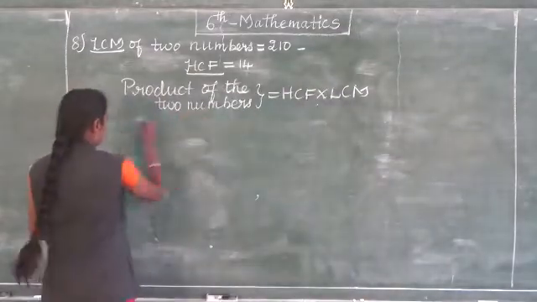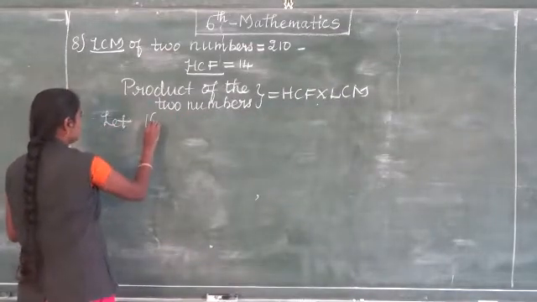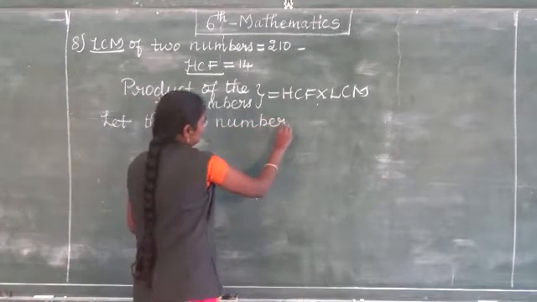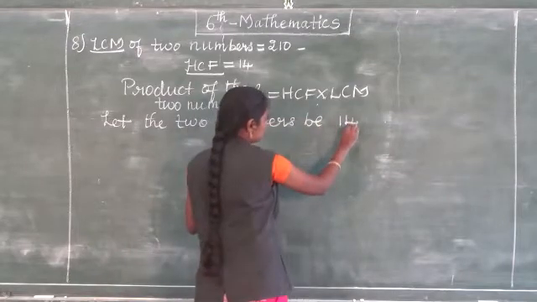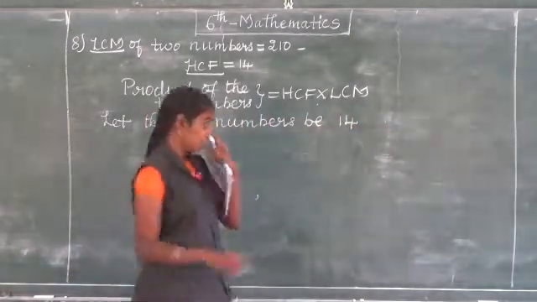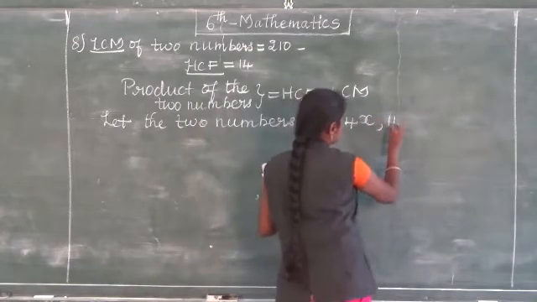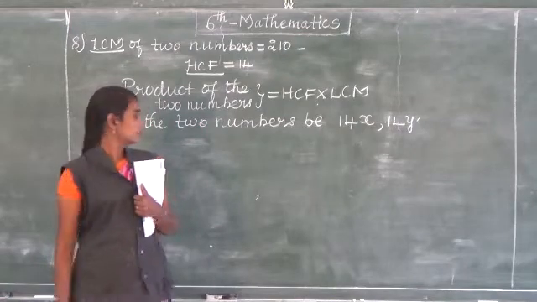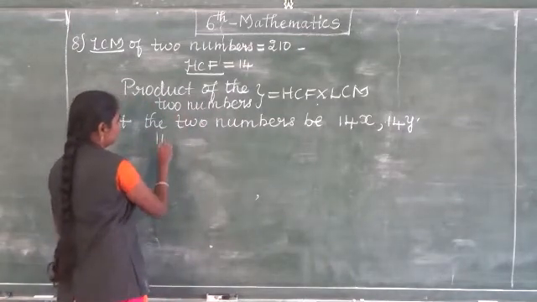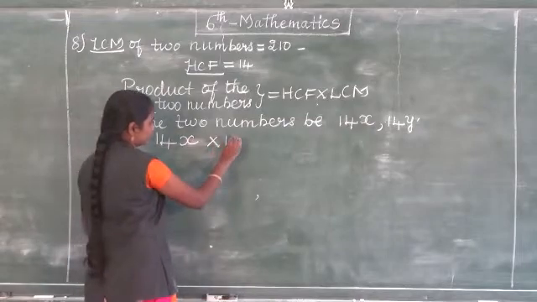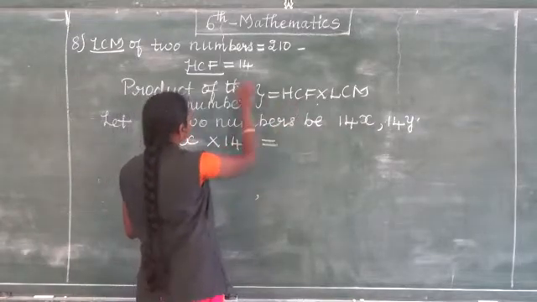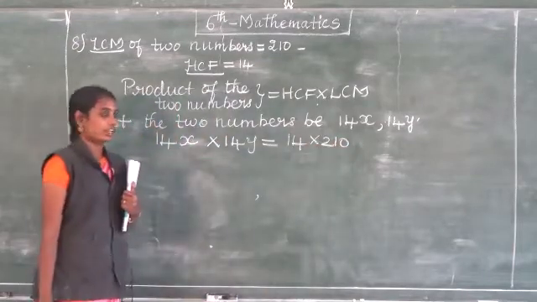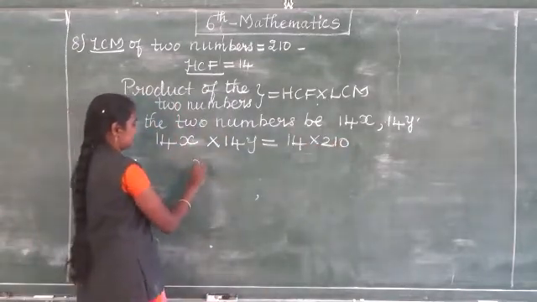Listen to me. The two numbers are unknown. I already said they are multiples of 14. So I am taking one number as 14x and the other number as 14y. The product of the two numbers I am writing as 14x into 14y. Then HCF is 14, LCM is 210.